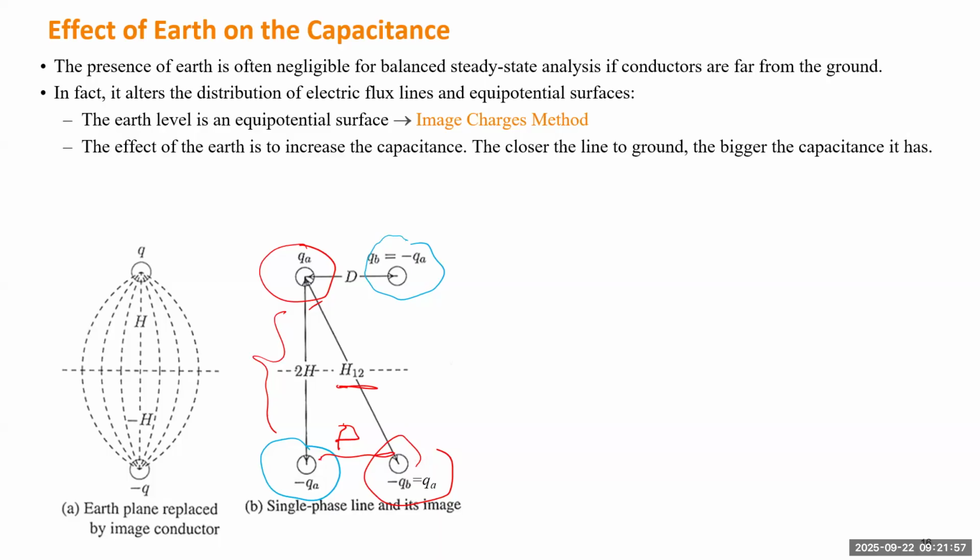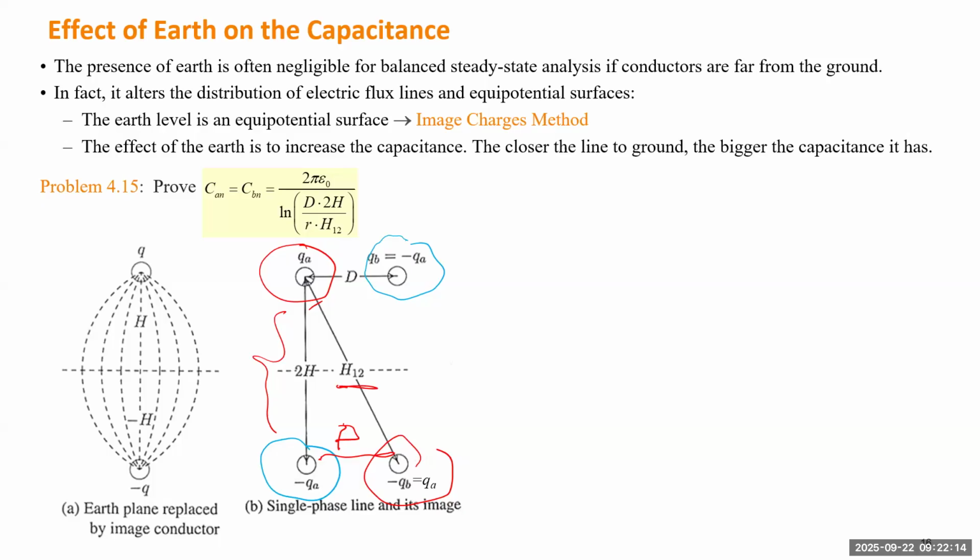Okay. So now you understand that if H is infinite, far away from the ground, 2H and H12 will be very close, which means the electric field is not changed by the ground or by the middle surface.